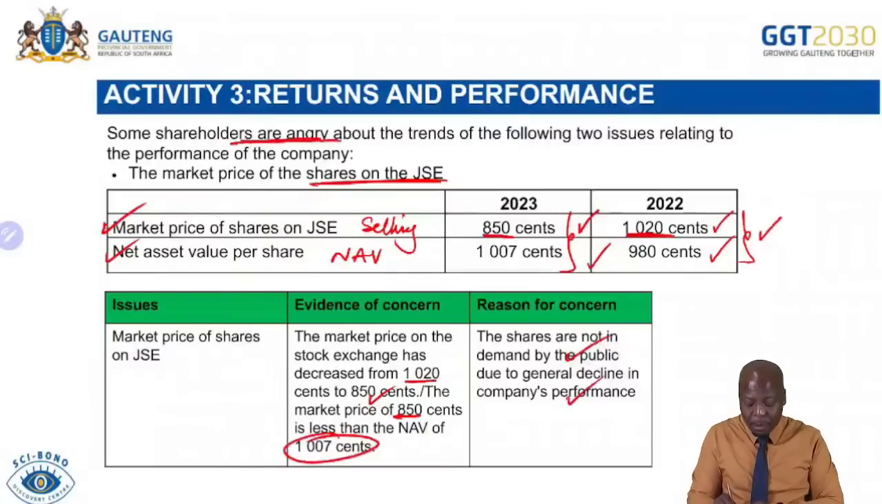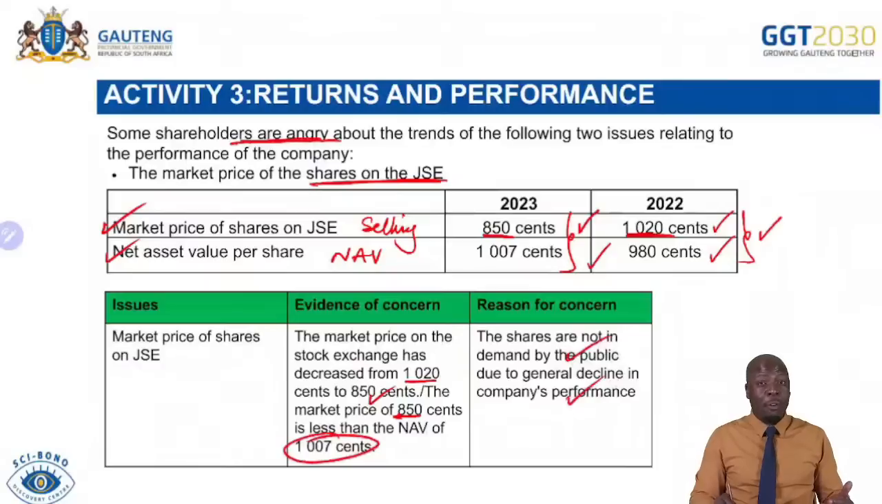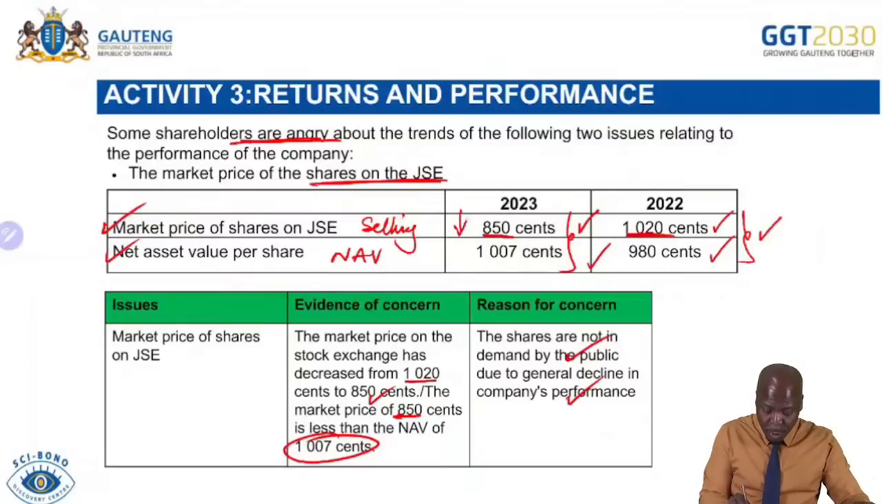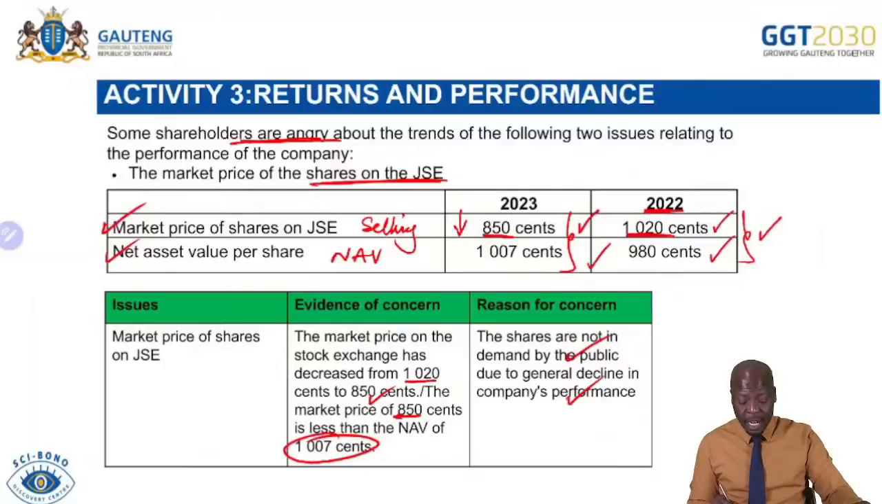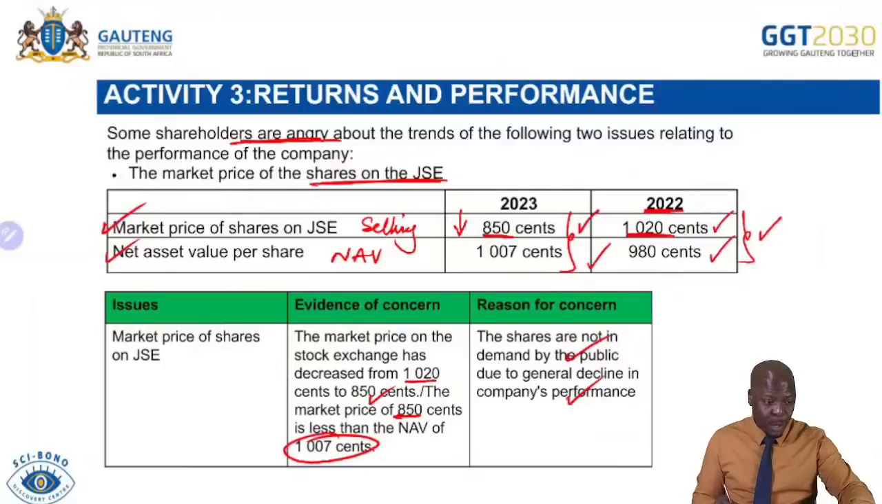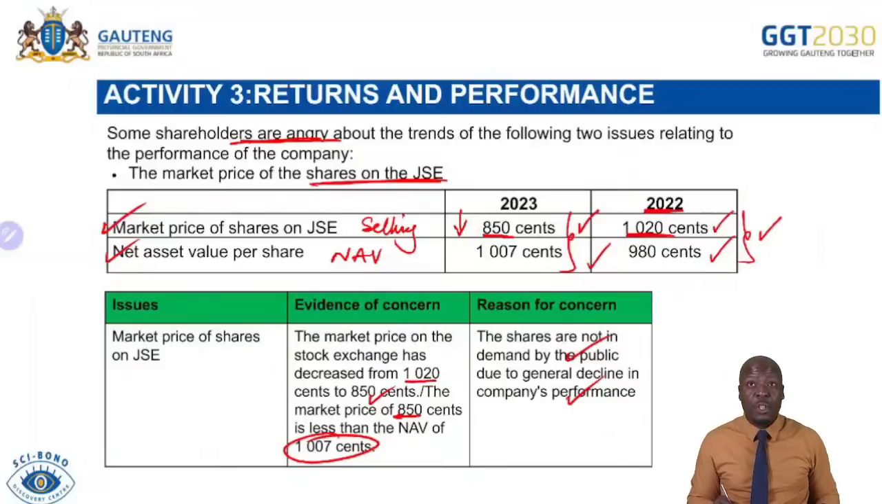So the shares are not in demand by the public due to a general decline in the company's performance. Once a company is not performing, people will not buy shares in that particular company. And when they don't buy shares in that particular company, the demand drops down. And then once demand goes down, the market price is also going to decrease. As you can see, in 2022, it was 1,020, but in 2023, it's only 850 cents. So there was a decline in the price per share.